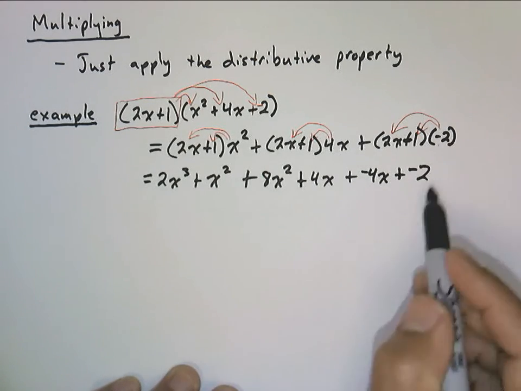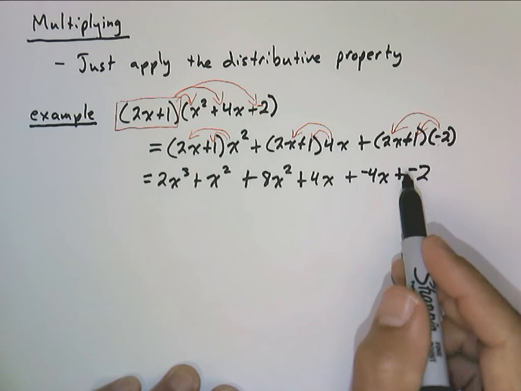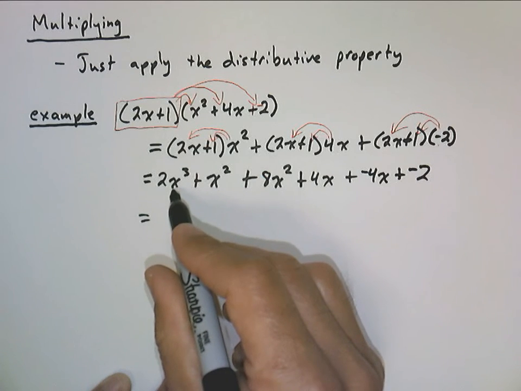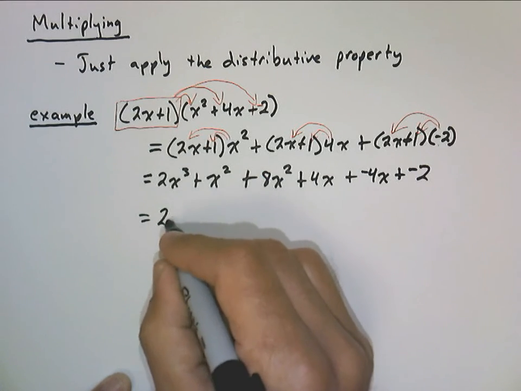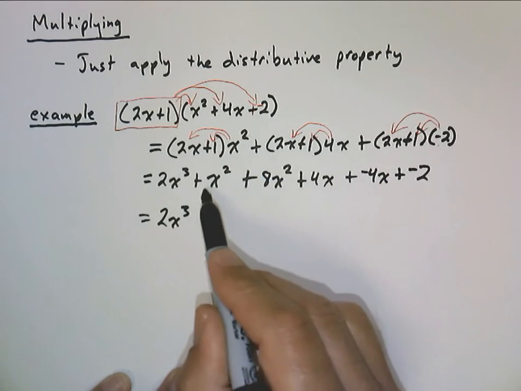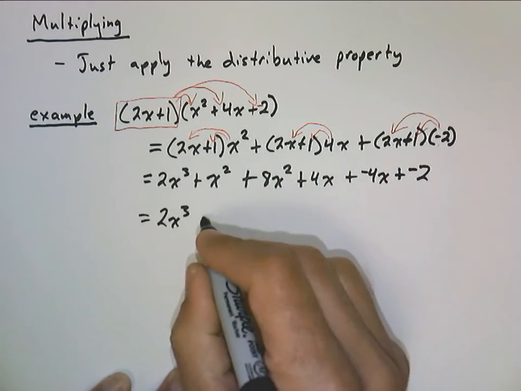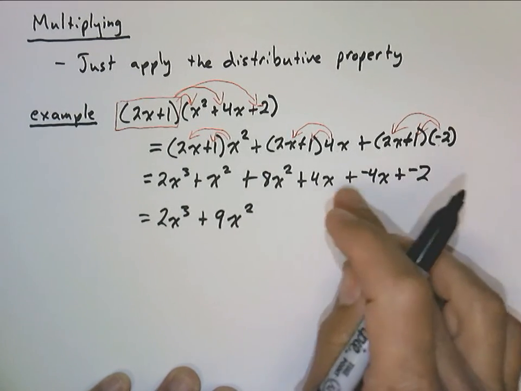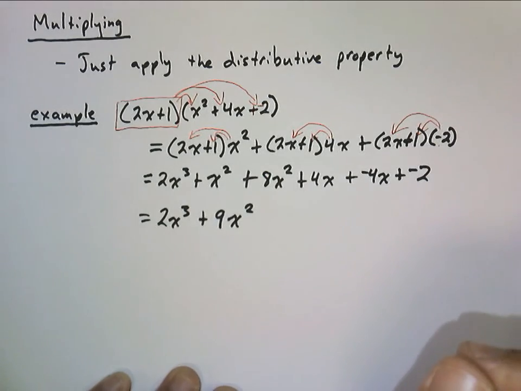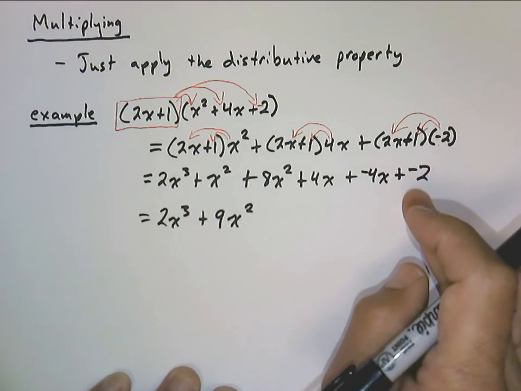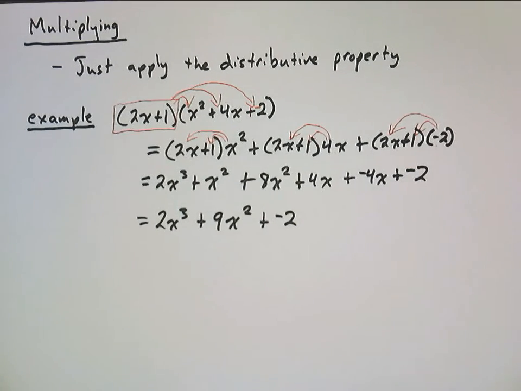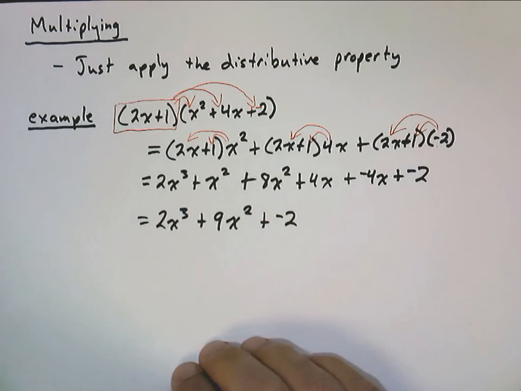Now, we've gotten rid of all of our parentheses by applying the distributive property. Now all we have to do is combine the like terms. This is the only degree 3 term we have. So we have 2x cubed. We have x squared plus 8x squared. That's 9x squared. 4x plus negative 4x, those cancel out, and that's just 0. But we do have our constant term out here, plus negative 2. Nothing more than just simplifying, and we'll get a bunch of practice doing that in class.